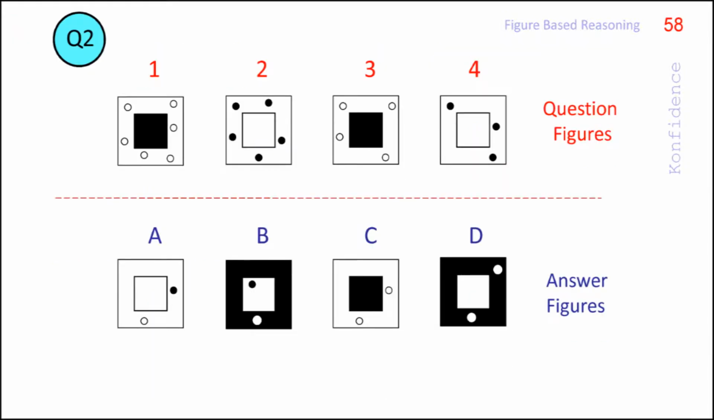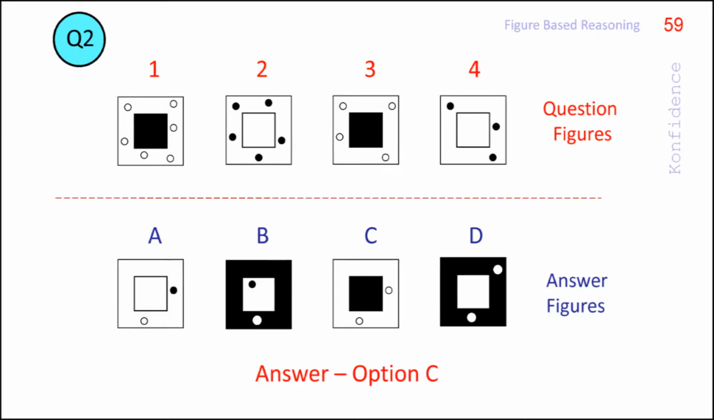In the question Q2, the core alternates between black and white. Look at the first figure. The square inside is black in color. In the second figure, it is white. In the third figure, it is black. And in the fourth figure, it is white again. So, what will be the core in the next figure? It will be black.